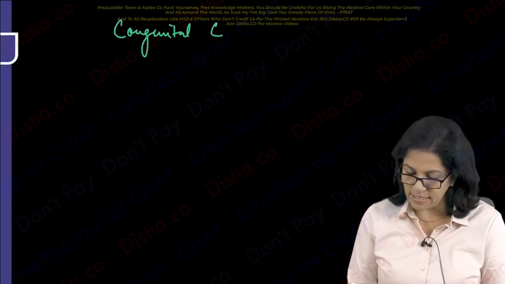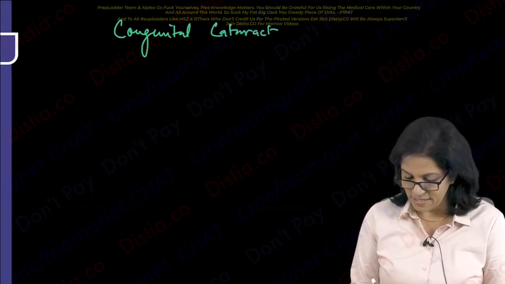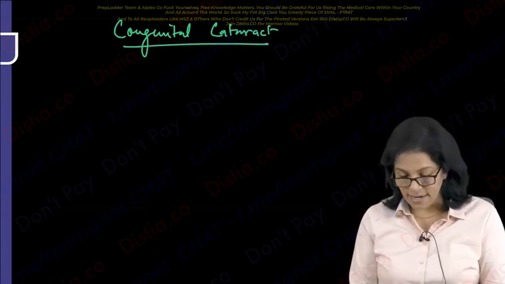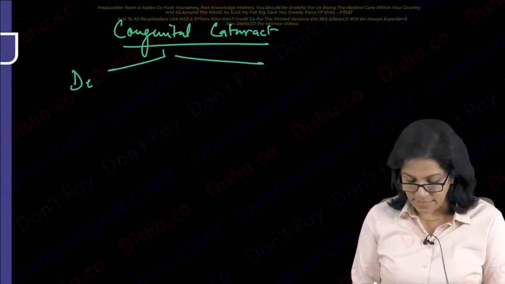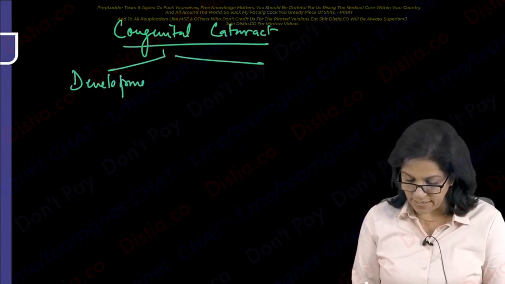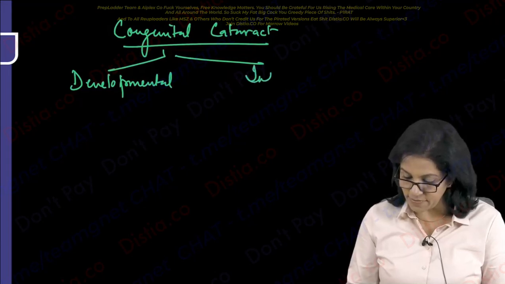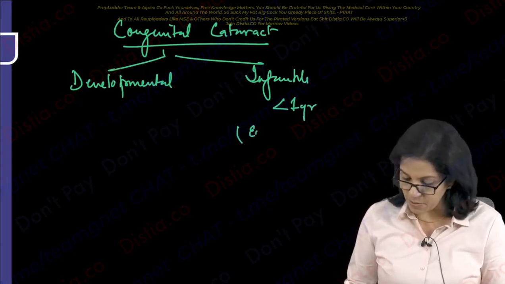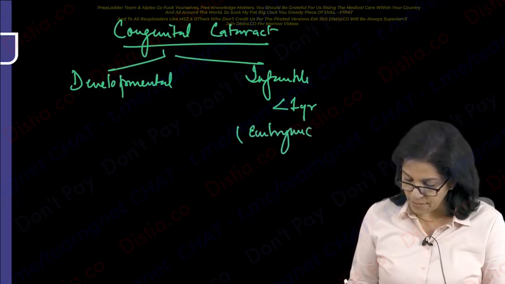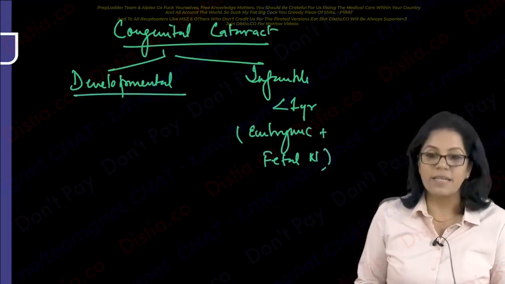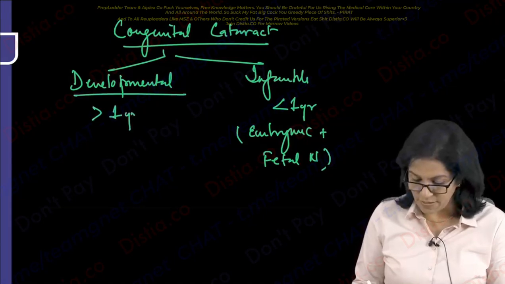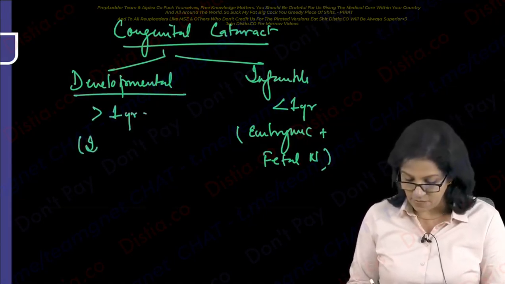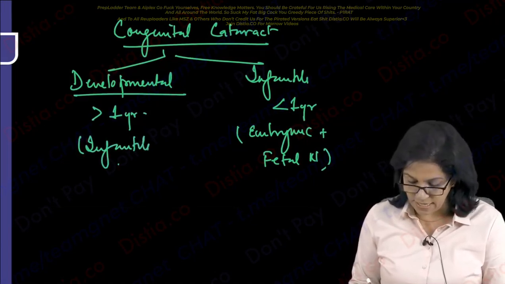Give the heading congenital cataract. I think we discussed this, that congenital cataract can either be developmental cataract or infantile. We call it infantile when it is within less than 1 year of age, right? So we are talking about mainly here embryonic and fetal nucleus. And when you're talking about developmental, we are saying more than 1 year of age is all developmental. That means this time which nucleus mainly involve which part? Infantile and adult.